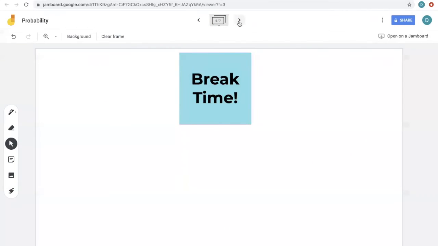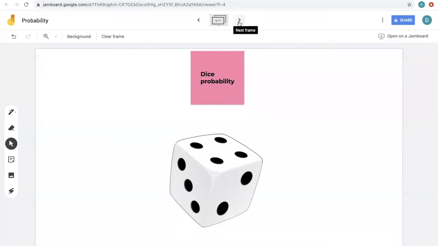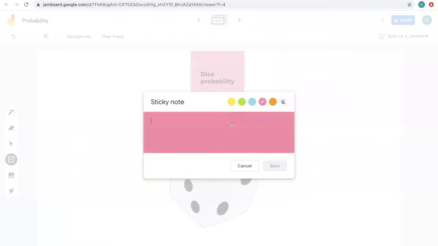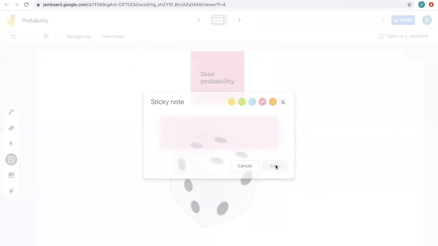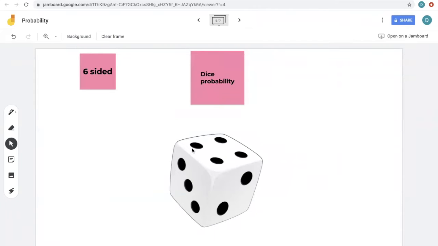So let's do some more examples of probability. We're going to be using dice. This is a normal 6-sided die. So I will write here 6-sided. And what we're going to do is go over some probabilities involving the 6-sided die.